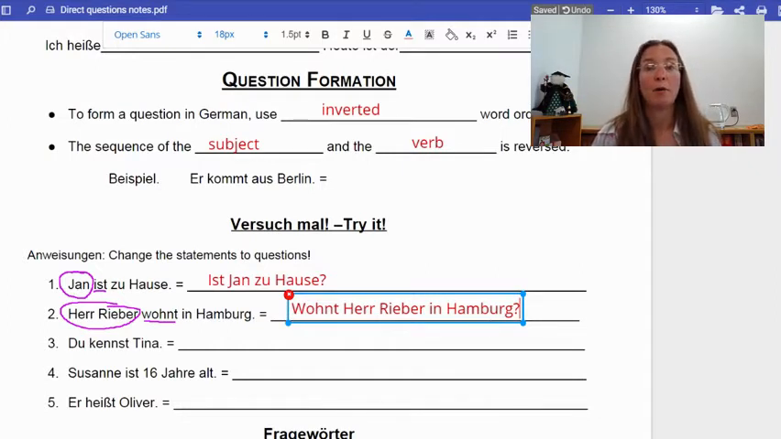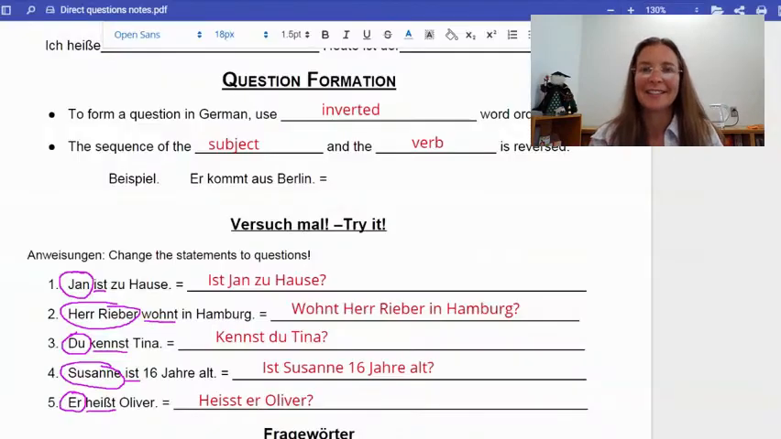The other thing you want to be aware of is that in English, we need helping verbs. Does is a helping verb. Does Mr. Rieber? In German, we don't need a helping verb. We just start with the main verb, wohnt. It's actually simpler, but it takes some getting used to. All right, I'd like you to do 3, 4, and 5, and then come back and check your answers.